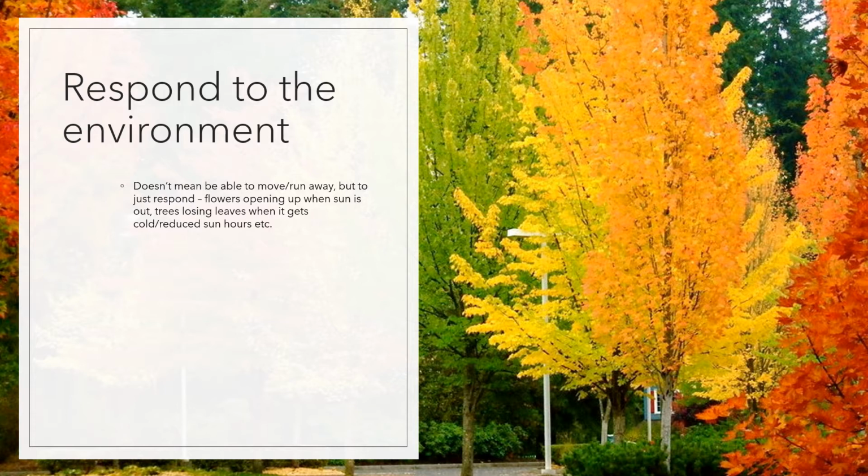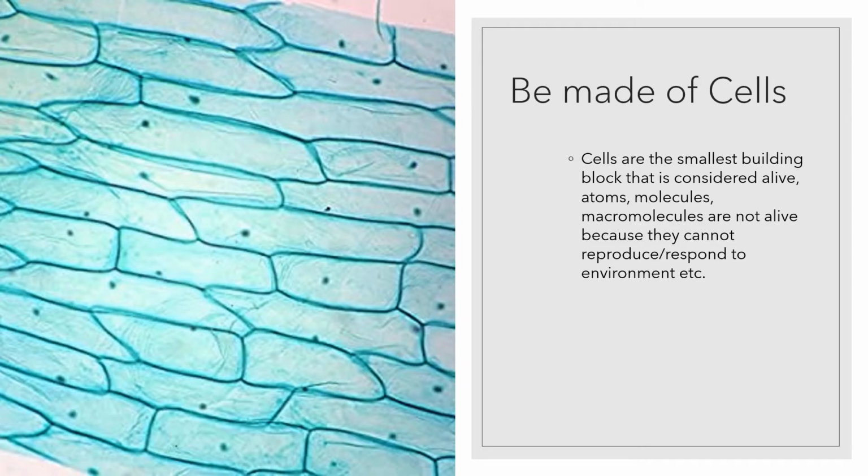So the ability to respond to the environment is one of the criteria to be considered living. Then we have be made of cells. And so cells are the smallest building block that is considered alive. Again, atoms, molecules, macromolecules, cells. Smallest thing that we consider is alive. A macromolecule doesn't fit the 5 criteria that we're talking about. Neither does a molecule or an atom.